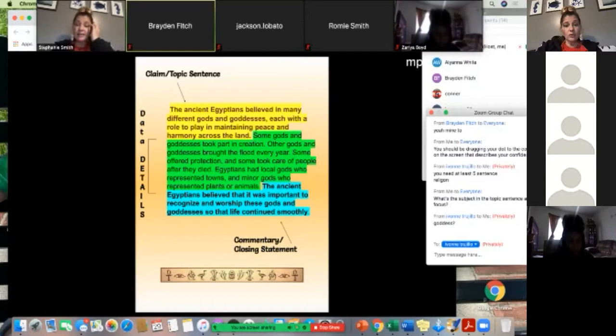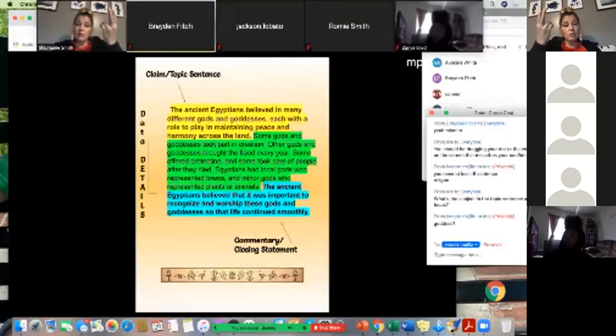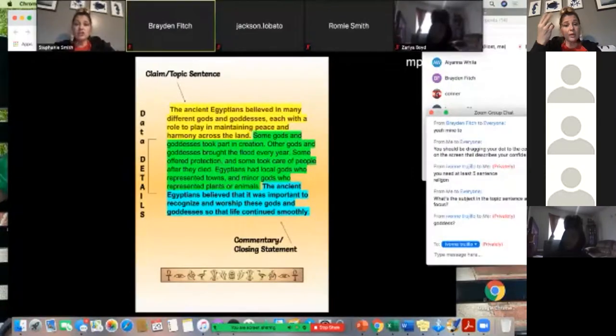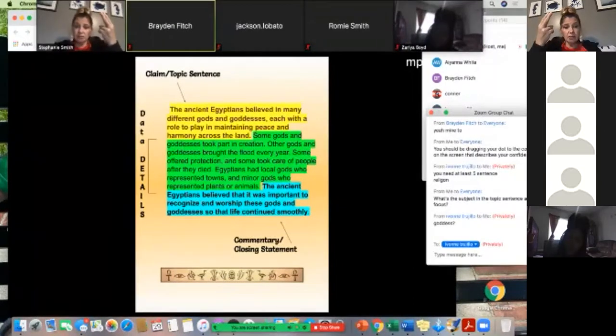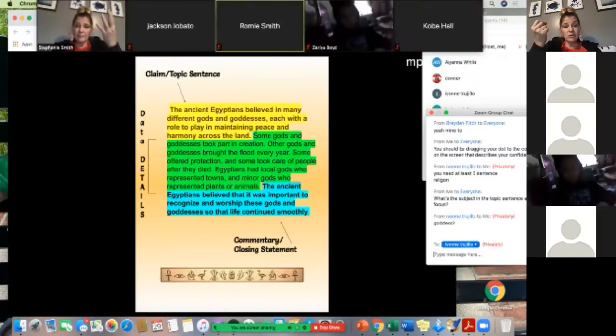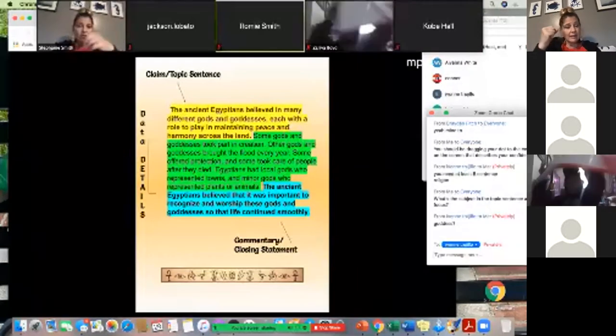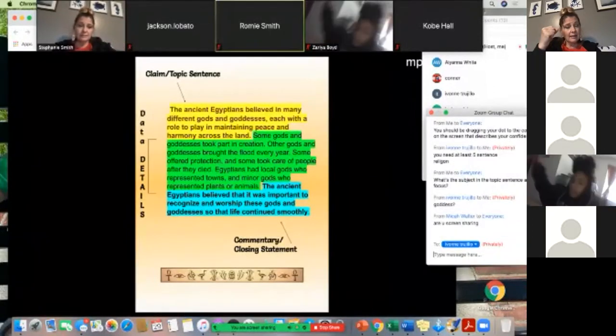Now, look at this claim. It does not, in the exact same words, repeat the first claim. The claim said they believed in many gods and that those gods played a role in maintaining peace and harmony. So down here, after they gave us the data, they say the Egyptians believed it was important to recognize and worship those gods. That's different words. It shows why this matters so that life continued smoothly, which is another way to say to maintain peace and harmony. So you're not just restating that topic sentence.